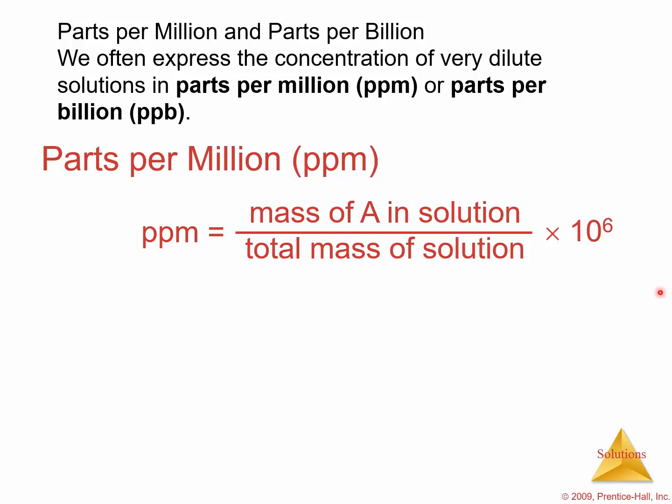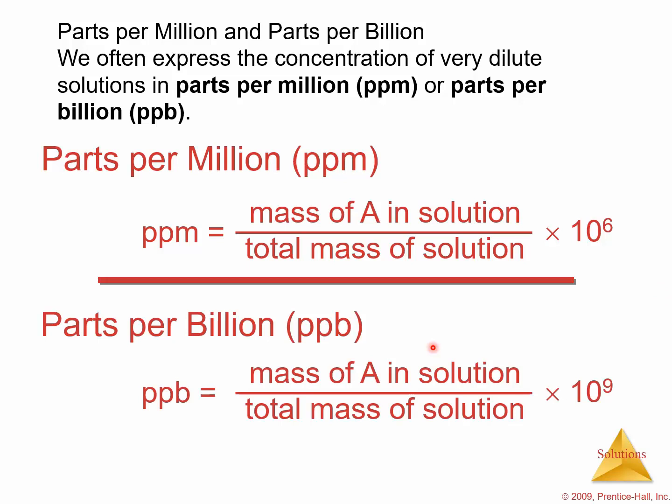Now, the acceptable maximum concentrations of toxic or carcinogenic substances in the environment are often expressed in ppm or ppb, parts per billion. For example, the maximum allowable concentration of arsenic in drinking water in the United States is 0.010 ppm. That is 0.010 milligram of arsenic per liter of water. This concentration corresponds to 10 parts per billion.